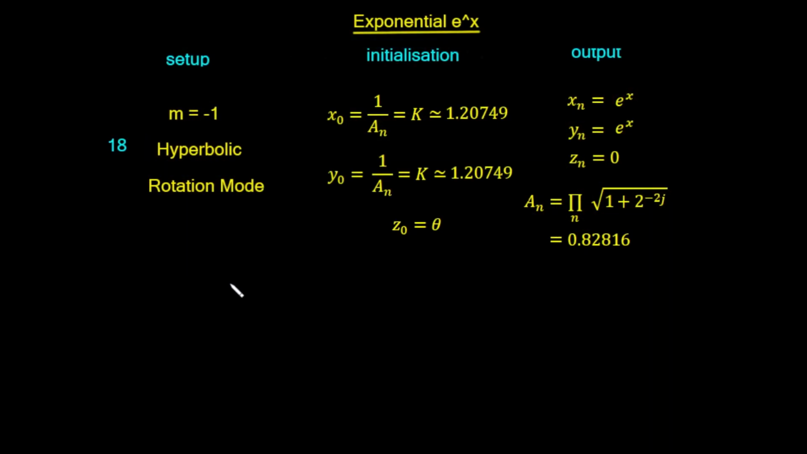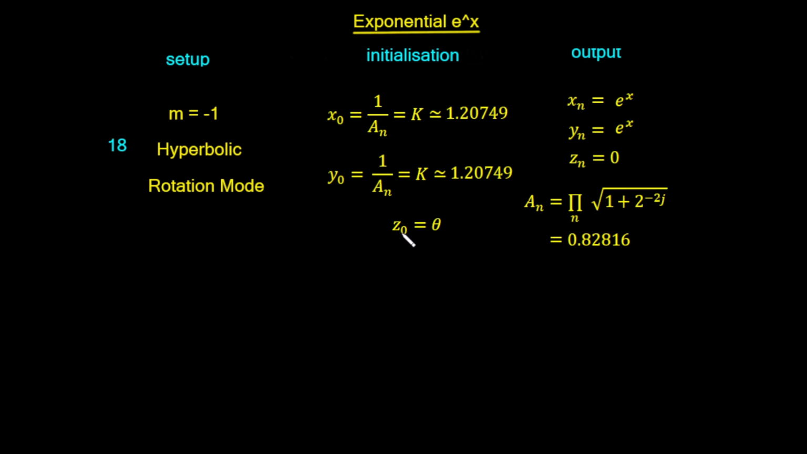The previous two examples were the inverse hyperbolic sine and the inverse hyperbolic cosine. I don't believe I actually numbered those, but those were 16 and 17. Now the next one is number 18, which is the exponential function e to the x. We're going to set m equal to minus 1, so it's going to be hyperbolic, and we're going to be using the hyperbolic in rotation mode.